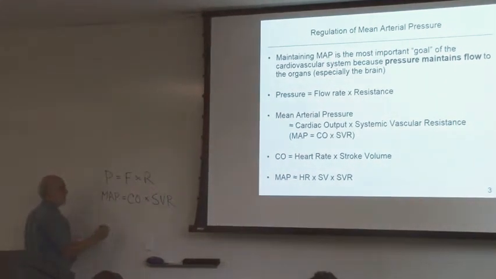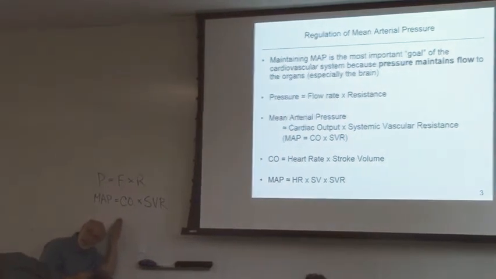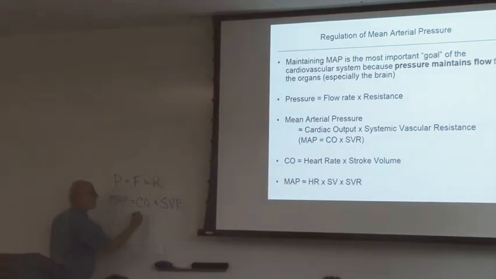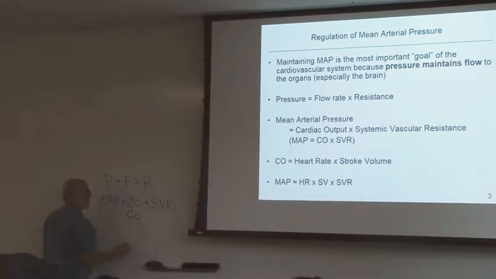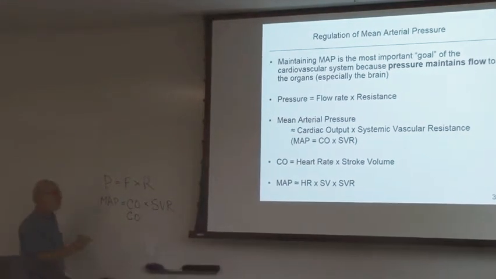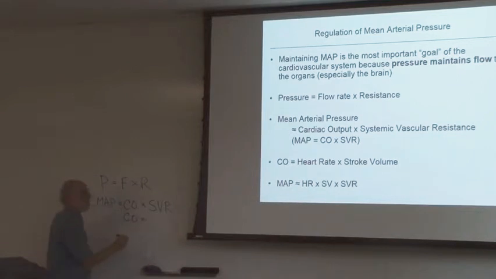Cardiac output, if I write it down here, can everybody see? Cardiac output is equal to the heart rate, the number of beats per minute, times the volume per beat. Beats per minute times volume per beat is going to give you volume per minute, which is a flow term. Is that clear?